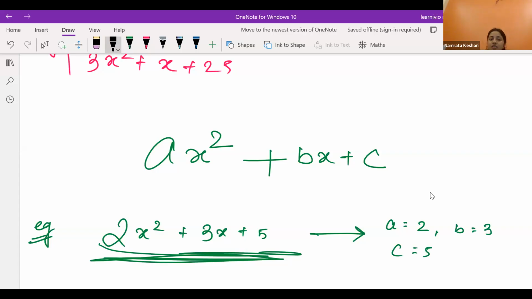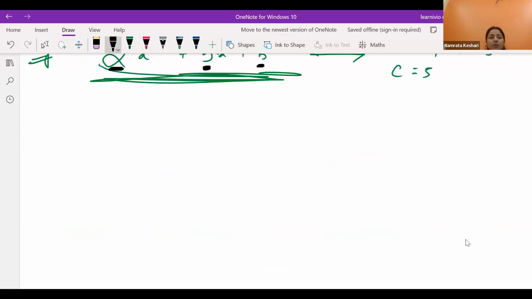A means whatever is the coefficient of x square. B means whatever is the coefficient of x, and C means the constant number which is without any x square or x. That is our C. Okay, so I can see you are able to understand. Let me give you a few more examples. Suppose we are having 8x square minus x plus 11. Please tell me what is A, what is B, what is C over here.